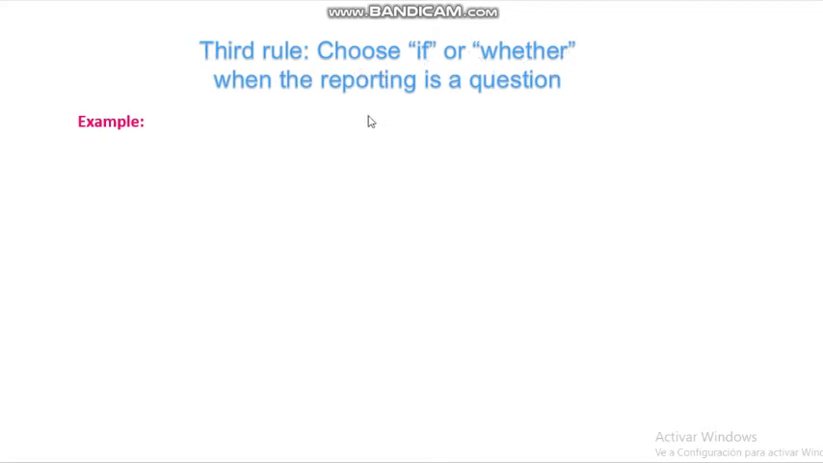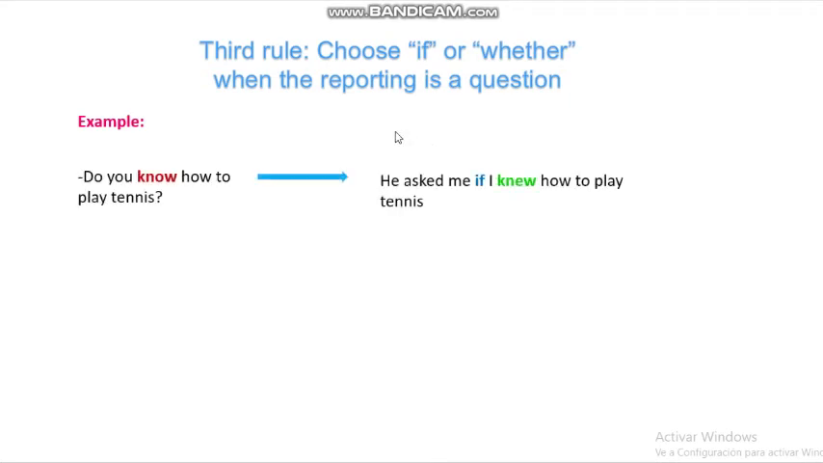We are going to go to the third rule, when we have to choose "if" or "whether" when the reporting is a question. We are going to see some examples. "Do you know how to play tennis?" It's a question. So when we have to report, we have to add "if" or "whether" in this case. He asked me if I knew how to play tennis.